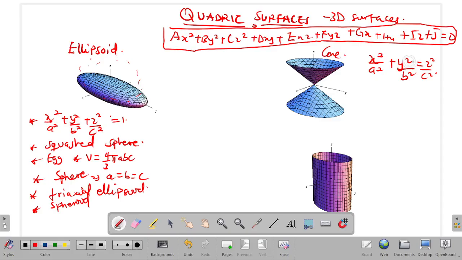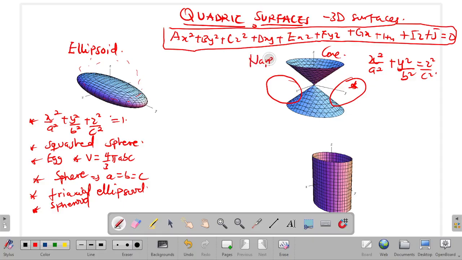One rule is that whichever variable is negated becomes the axis on which the open end lies. You can see that this open end lies on the z axis, which is why it's equal to z squared over c squared. If x squared over a squared plus z squared over c squared equals y squared over b squared, the cone will open up at this end. Likewise, if it is equal to x squared, it will also open up at this end. Please take note, it is in two parts. Each part is what we call a nappe.